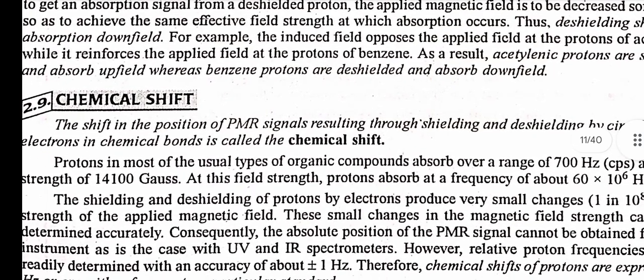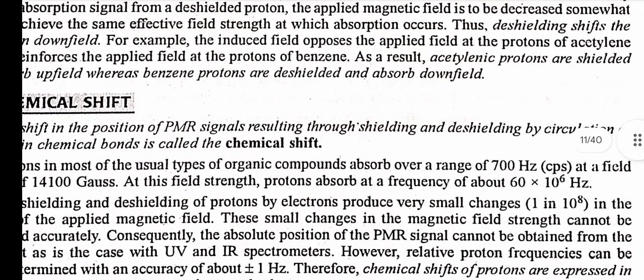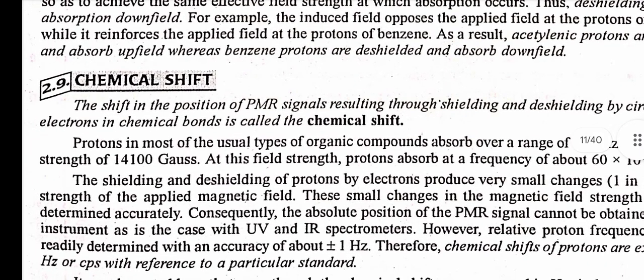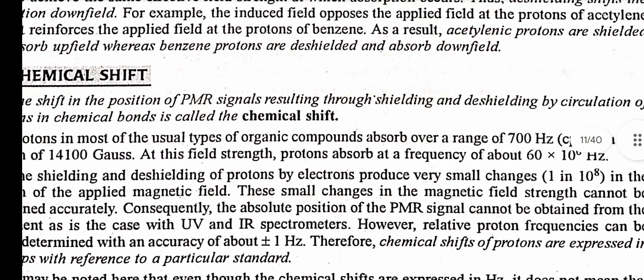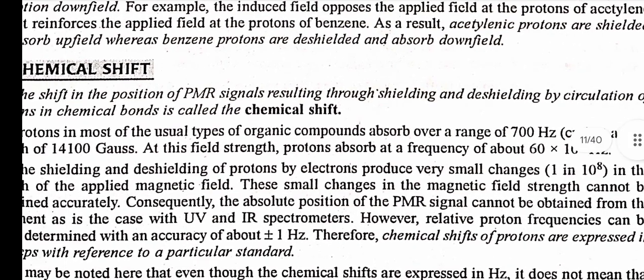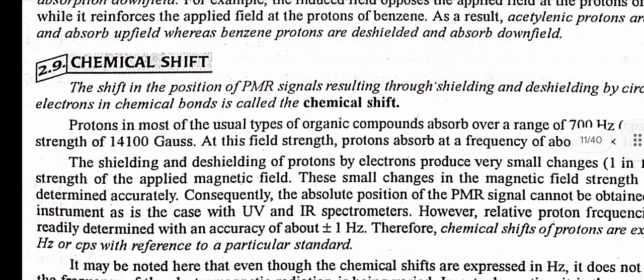For example, the induced field opposes the applied field at the protons of acetylene while it reinforces the applied field at the protons of benzene. As a result, acetylenic protons are shielded and absorbed upfield whereas benzene protons are de-shielded and absorbed downfield.